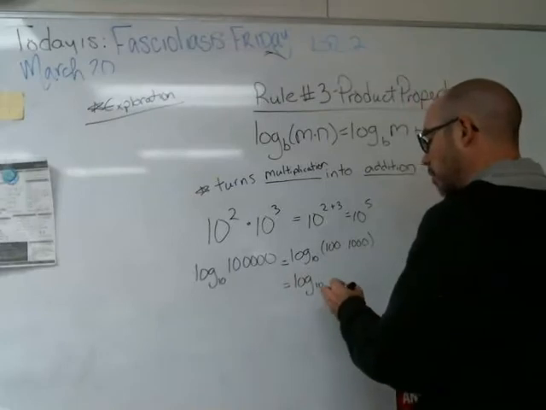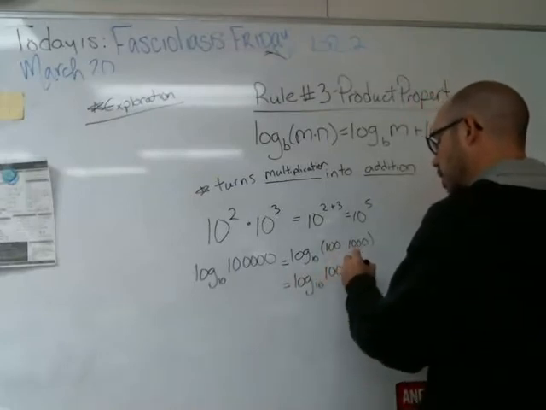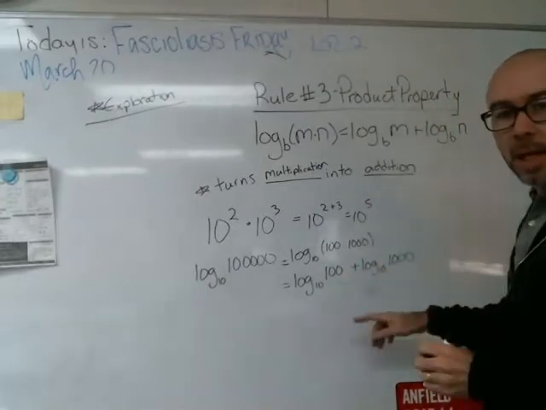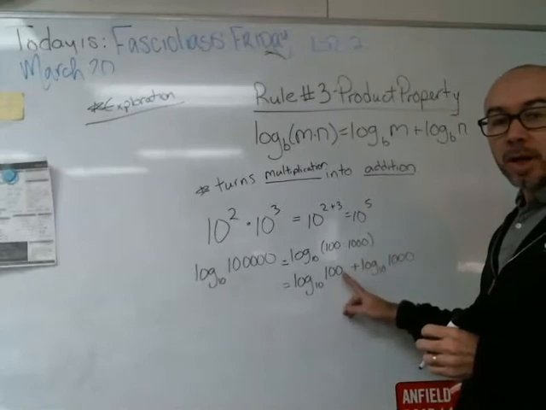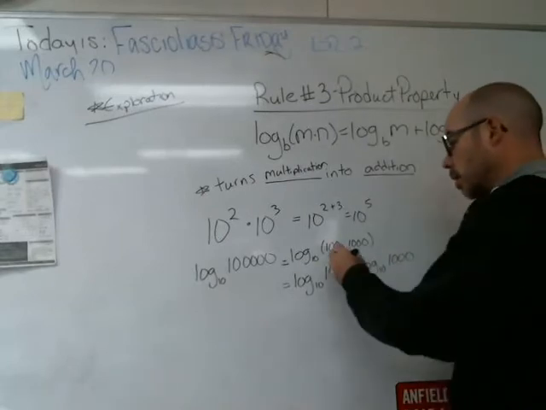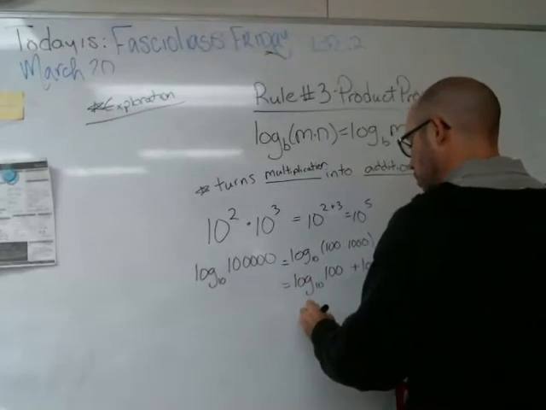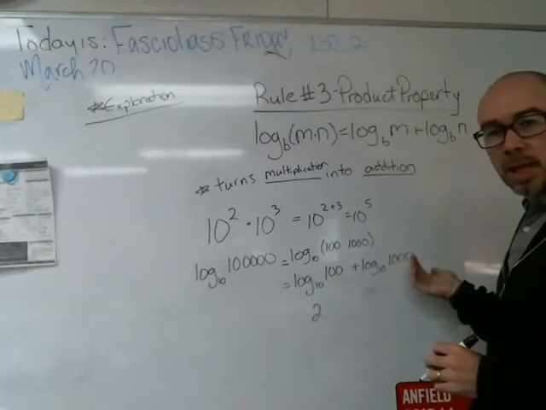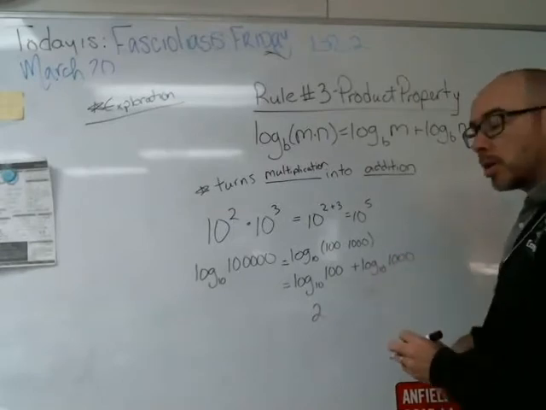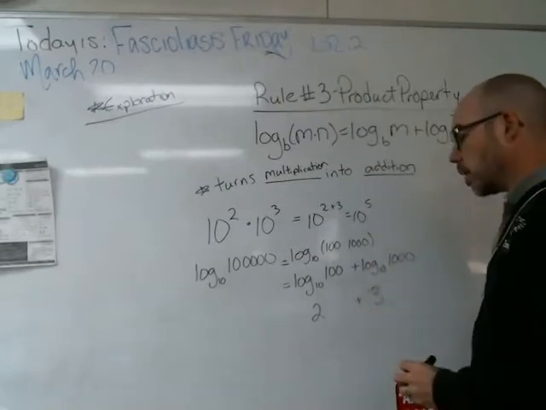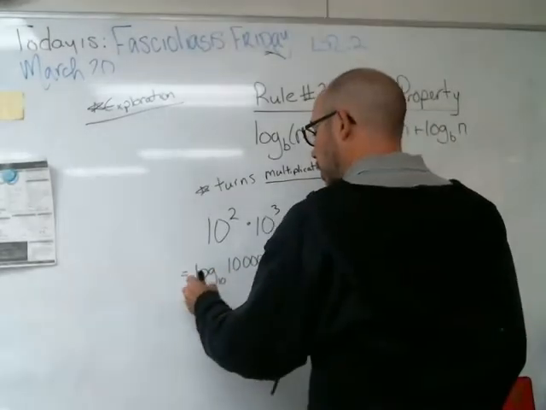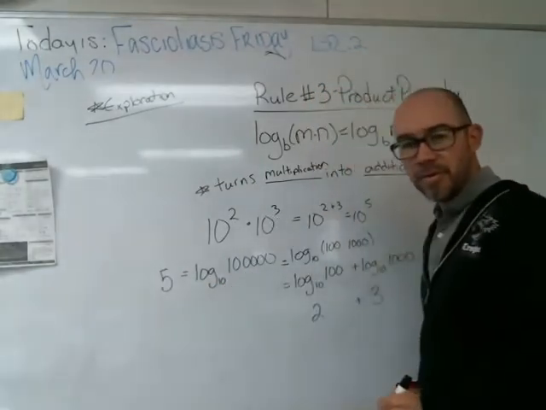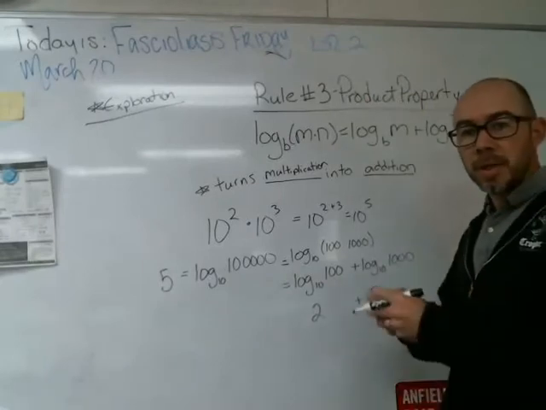No, this isn't a hard problem. I'm just doing it for demonstration here, because it's already base 10. 100 expressed in base 10 is 10 squared. So this problem ends up being 2. And 1,000 in base 10 is just 10 to the 3rd. So this problem here becomes 3. So the answer to the original problem of log base 10 of 100,000 is 5. I can split it up into easier pieces.